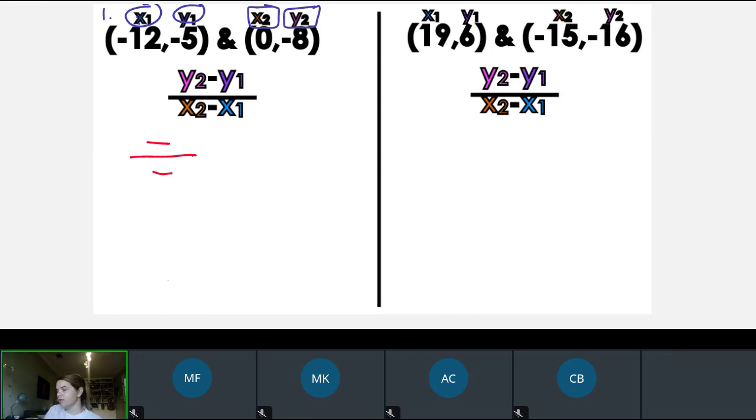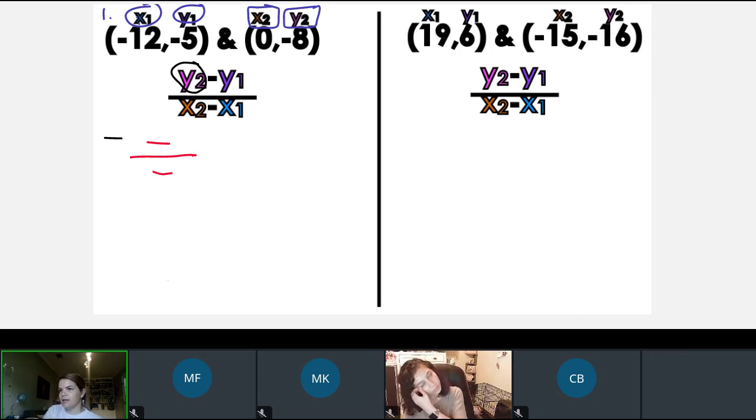Okay, so I've labeled x1 and y1. I've labeled x2 and y2. I've got my fraction sign with the division or with the subtraction signs. So now I plug it in. So the first one I'm going to find is y2. That's now easy to find, okay, because I already labeled it. So we've got -8. I already have my minus sign. What is y1? -5. I have to include that double negative. Okay, x2 is 0. 0 minus -12.